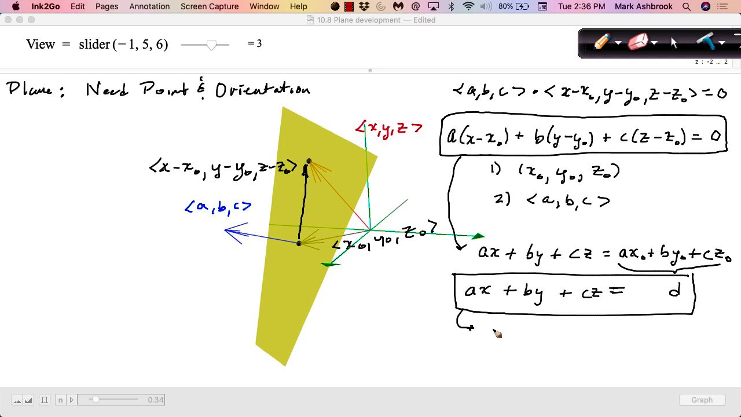Jacob says the orthogonal vector. Agree with that? Yeah, that'd be the coefficients, right? You take the coefficients of x, y, and z. You would immediately know from those coefficients what your orthogonal vector is. What about points on the plane?